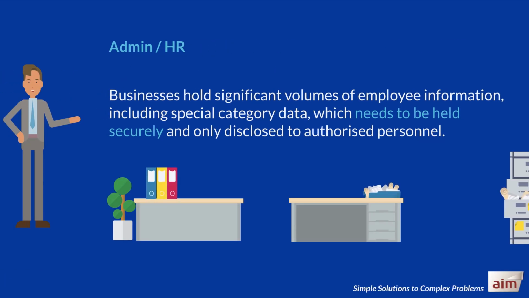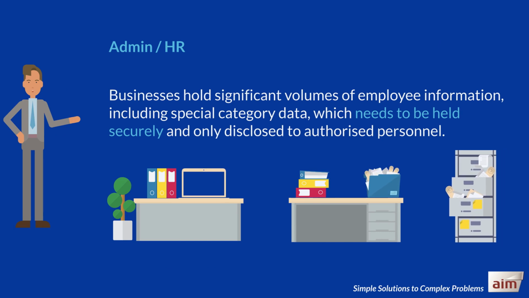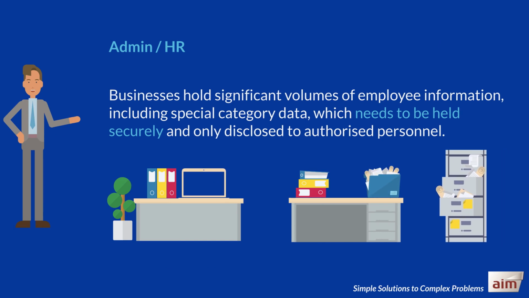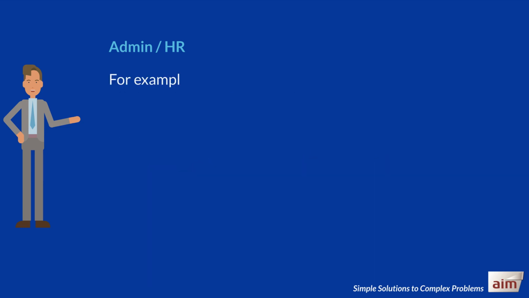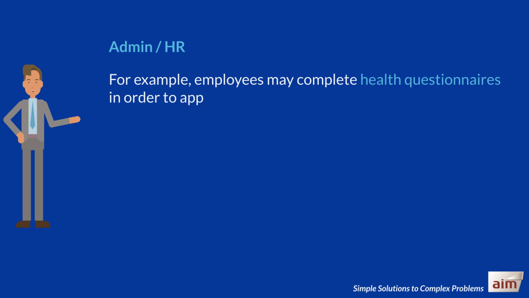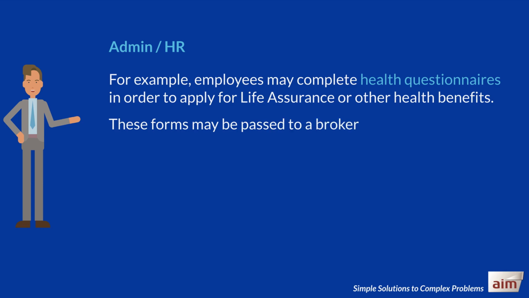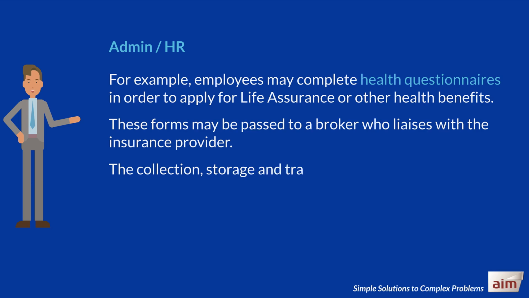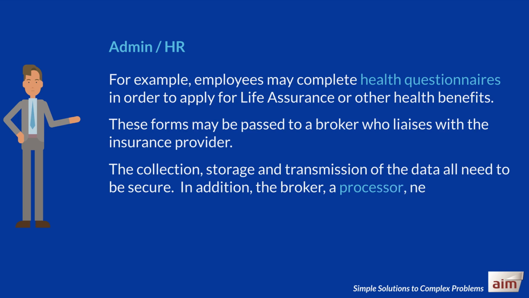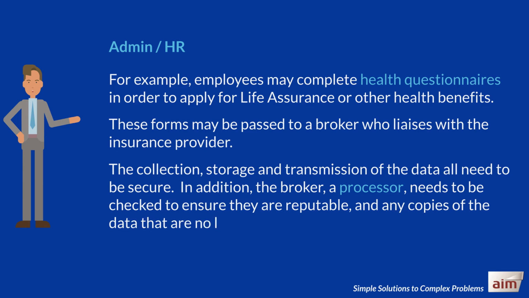Businesses hold significant volumes of employee information, including special category data, which needs to be held securely and only disclosed to authorized personnel. For example, employees may complete health questionnaires in order to apply for life assurance or other health benefits. These forms may be passed to a broker who liaises with the insurance provider. The collection, storage and transmission of the data all need to be secure. In addition, the broker, a processor, needs to be checked to ensure they are reputable, and any copies of the data that are no longer needed should be securely erased.